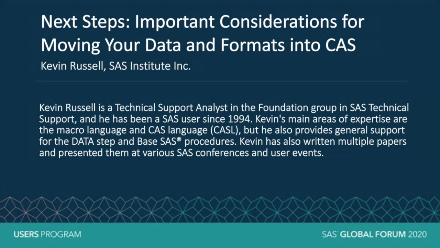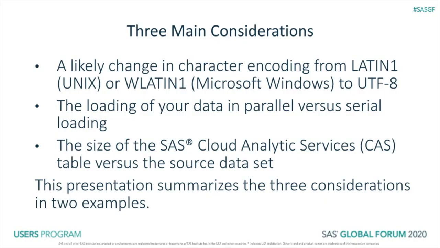So in today's presentation, we're going to discuss three main considerations. First, I'll discuss the change in character encoding you'll likely encounter when you load your data set into CAS. Next, I'll discuss loading your data in parallel versus loading it serially. The third thing we'll consider is that the resulting CAS table will likely be larger than the source data set. And finally, we'll combine everything that we've learned and we'll go over two examples. The first summarizing how to move or load your SAS data set into CAS, and the second showing how you can load your user-defined formats into CAS.